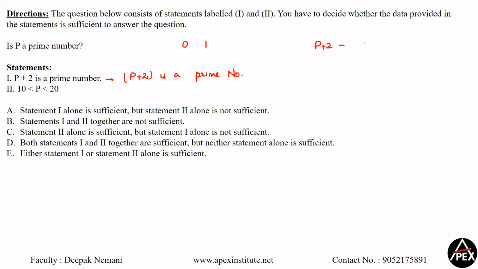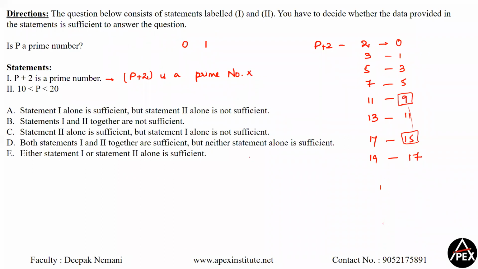So P plus 2 can be either 2, 3, 5, 7, 11, 13, 17, and so on. Sorry, not 15, my bad. P plus 2 is a prime number, so the value of P should be either 0, 1, 3, 5, 9, 11, it can be 15, it can be 17. Now do we have a unique value of P, or can we determine whether P is a prime number? No, because here some values are prime and some values are composite. So with statement 1 alone we cannot answer.